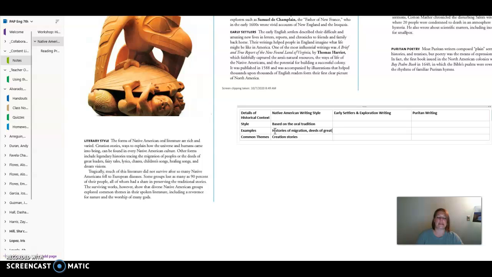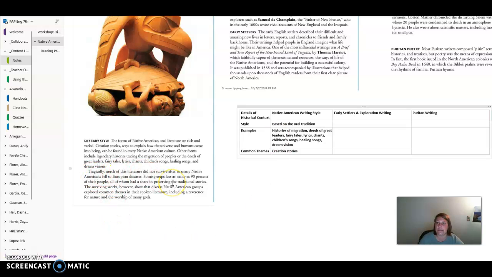deeds of great leaders. So that would probably be in a story form, like telling their adventures and conflicts and all that. They're also writing fairy tales, lyrics, chants, children's songs. And if you notice, I'm just pulling from the list here. Healing songs, and dream visions. So these are the kinds of things that, if we find ourselves reading something and it sounds like it's a dream vision, it should be a little red flag. This might be a Native American story that's from early American writing.